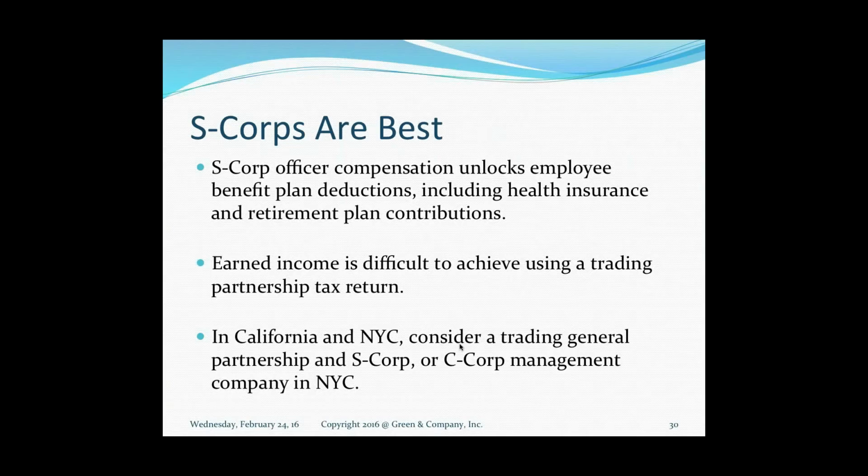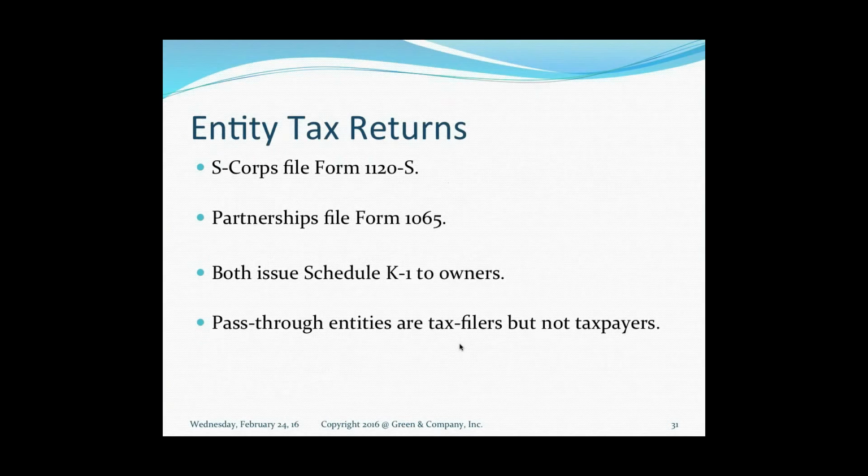Now, in California and New York City, you might need two entities. New York City doesn't acknowledge S-Corps. So you need a C-Corp management company and a trading general partnership, and the C-Corp can be your partner in the partnership. California has a small tax on S-Corps, 1.5%. So if you're making a lot of money, you might want the dual entity structure there too. But usually you keep it real simple with the S-Corp.